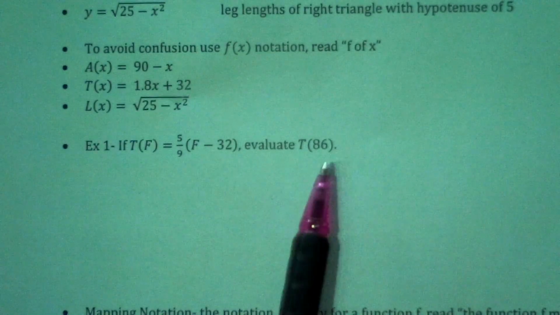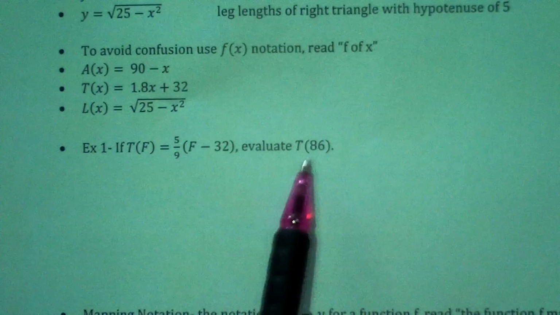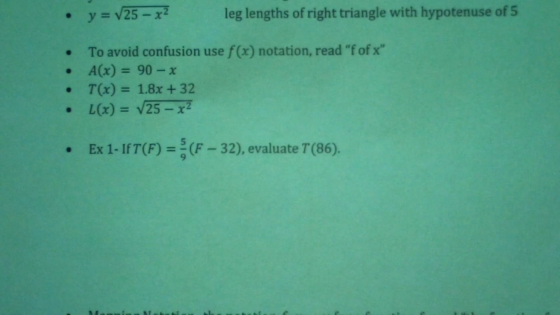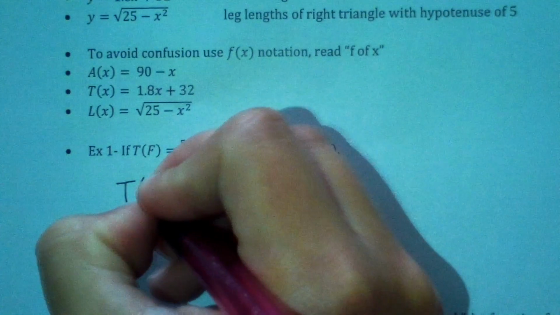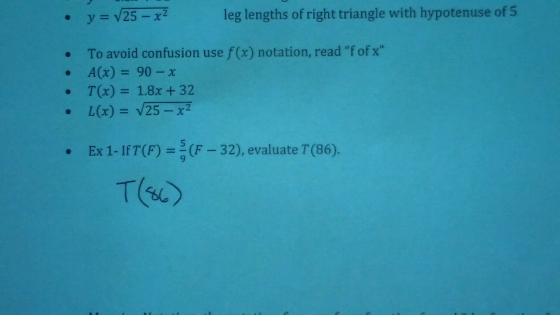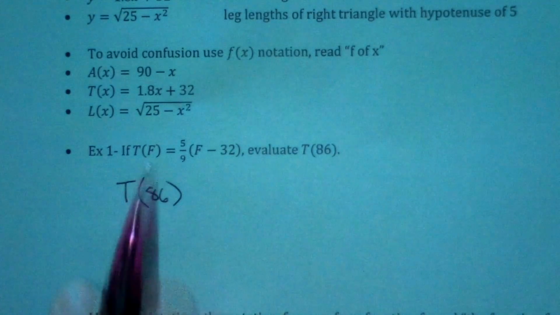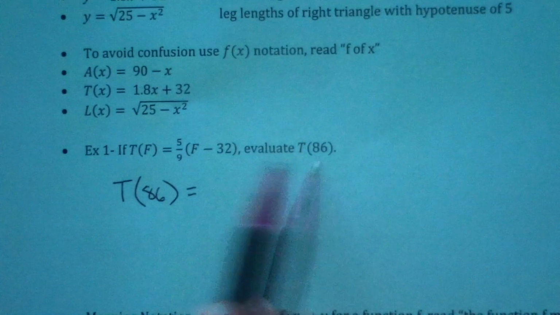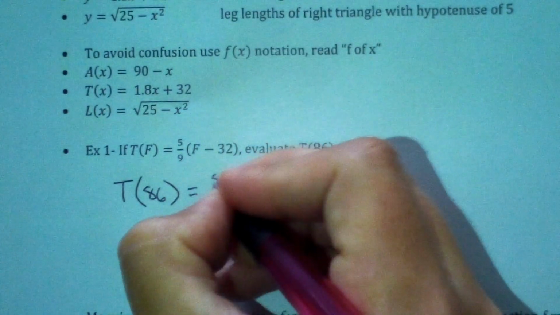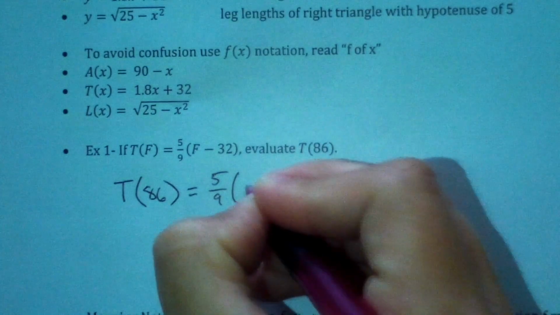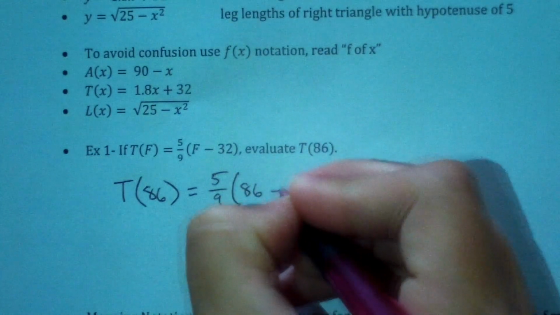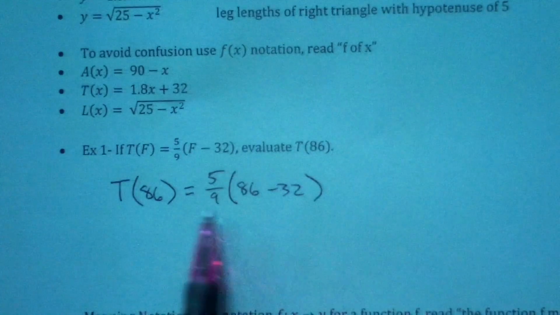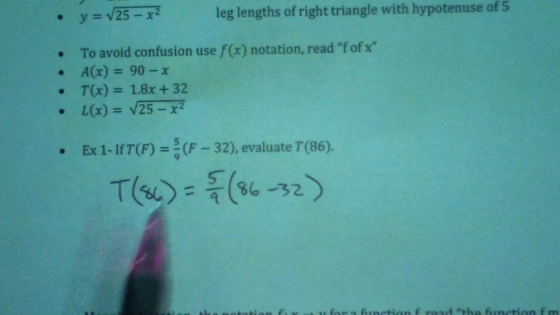So if I'm trying to find T of 86, I'm going to put an 86 in there for the F. Then in my function, I'm going to take that same 86 and put it in for the F. So I'm going to go 5/9 times that 86 for the F, minus 32. And then we're just solving this side out. This side is just telling us that we're finding our temperature value when our Fahrenheit is 86 degrees. This part we don't do any solving with, okay? We only solve this side.